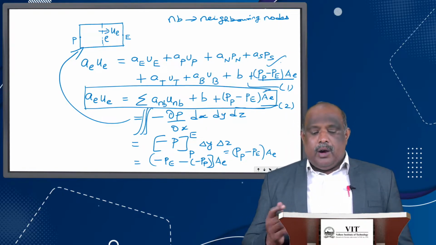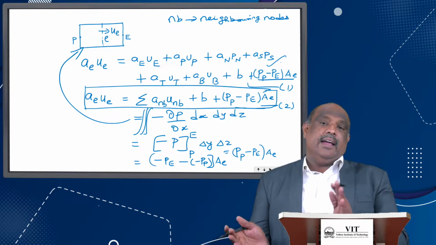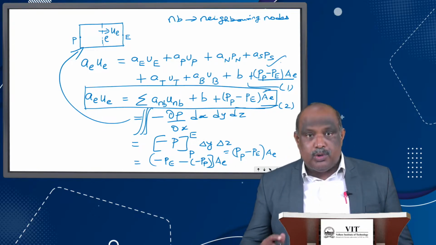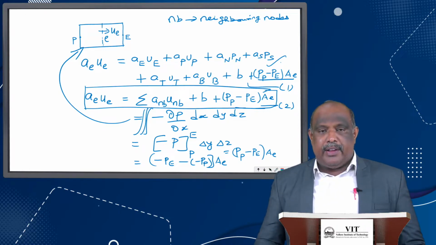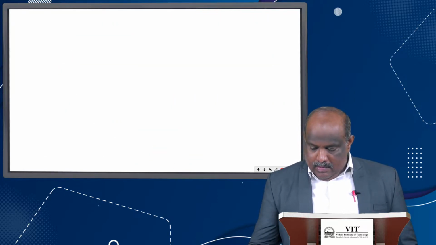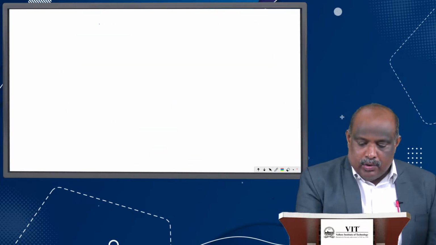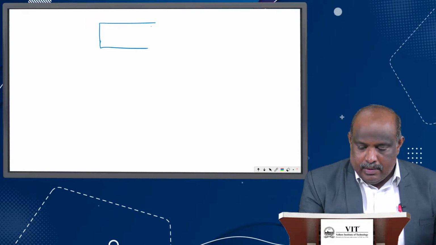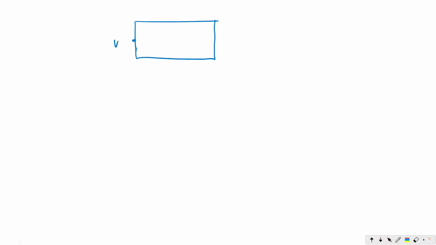That's fine. Now, instead of the E control volume, if I am going to have the W control volume, let us move to the next slide. The W control volume will start from W and end at P, and here the velocity will be called UW. Now let us derive the value of minus dou P by dou X at the W control volume.